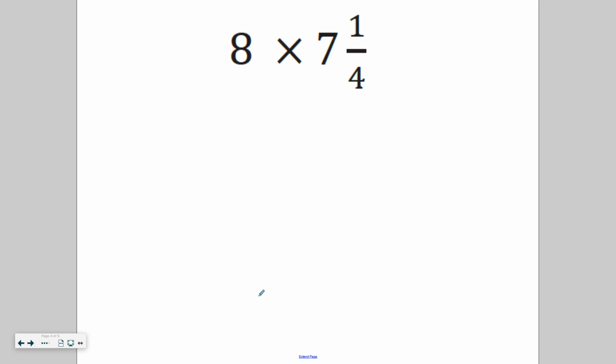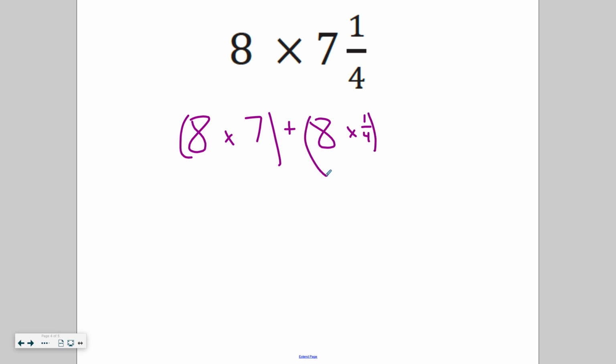So go ahead and try this one. You can rewind if you need help or just want to remember the steps. And I'll help you a little bit here. I'll just rewrite this problem. 8 times 7 plus 8 times 1/4. So go ahead and solve this.